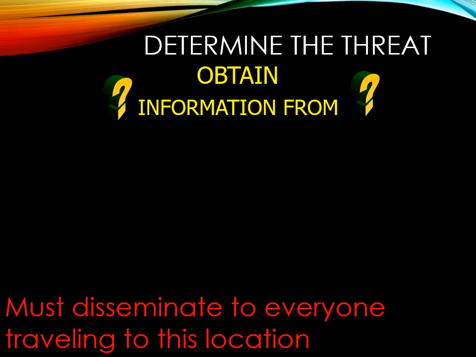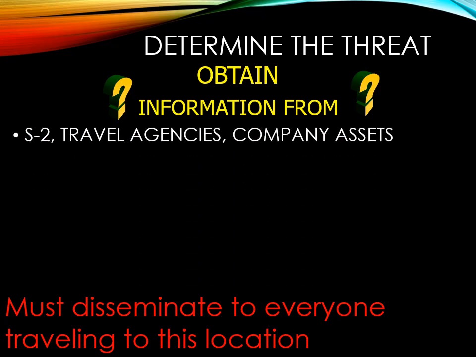So, to determine the threat, where do we get information from? All right, some of this is kind of military based, so you want to gather as much information as possible on terrorists and terrorist activity and criminal activity in the area from your security or intelligence officer. Talk to them. You want to go to the S2, you can go to a travel agency. If you're an individual company, you can go to your company office. I'm sure you have a security office. You can talk to them, read the news. The State Department has stuff online.